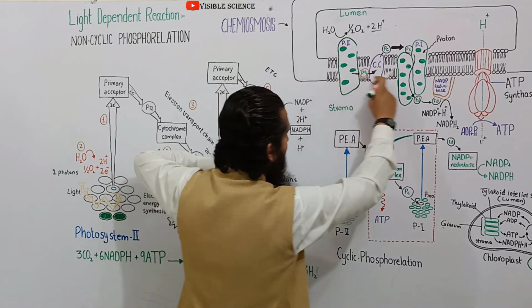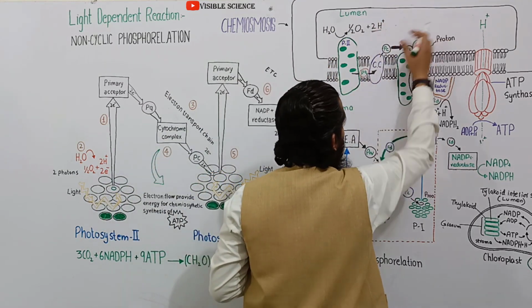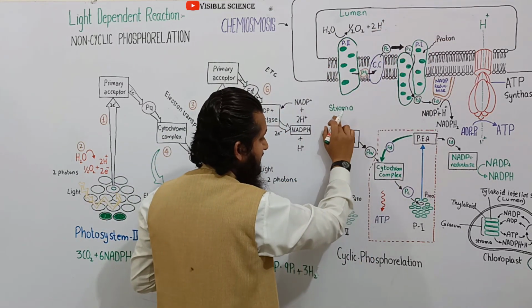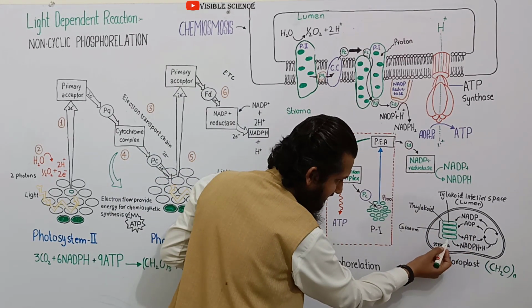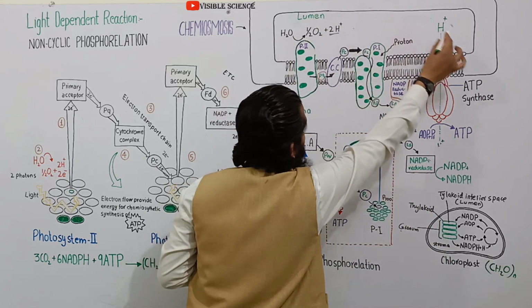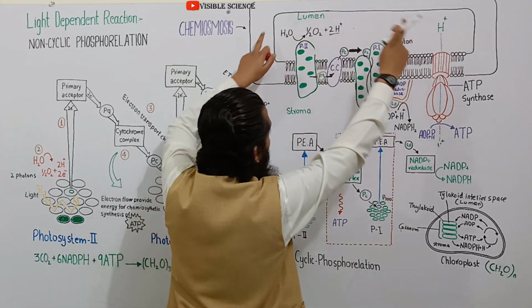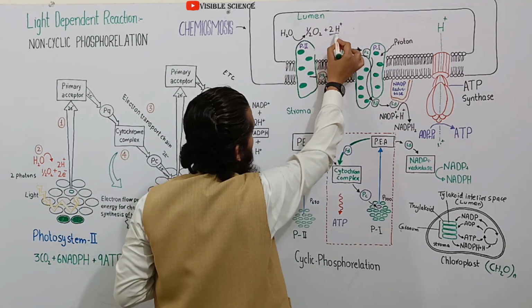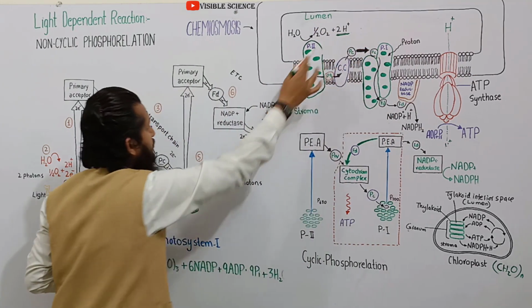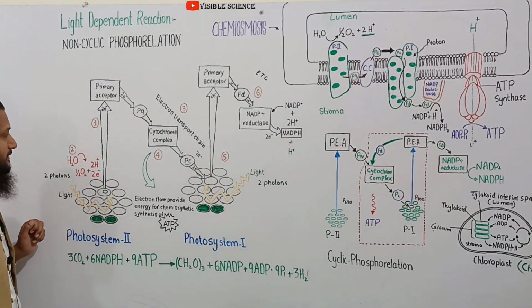This is the thylakoid membrane, with inside is lumen, and external to thylakoid membrane is stroma. Here we can say the chloroplast, external is stroma, this is the thylakoid membrane, and internal space is lumen. Here is thylakoid membrane, which forms a sac-like structure, and internal is lumen. And here these two protons are produced.